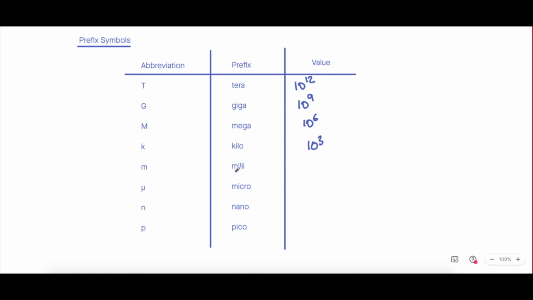Then you have ones that make it smaller. Milli would be 10 to the minus 3. Micro would be 10 to the minus 6. Nano would be 10 to the minus 9. And pico would be 10 to the minus 12. So you need to memorize all of these values and abbreviations.